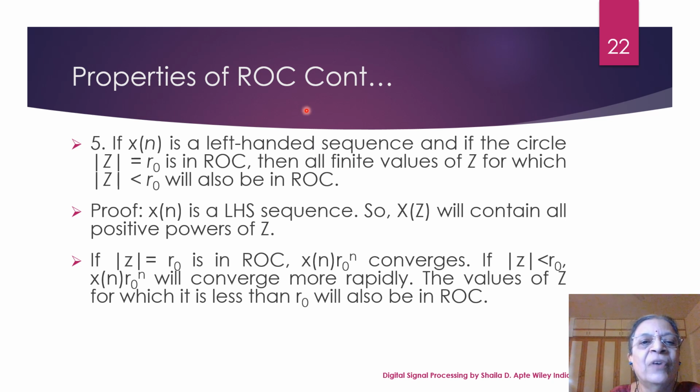Next property of ROC. If Xn is a left-handed sequence and if the circle mod z equal to R0 is in ROC, then all finite values of z for which mod z is less than R0 will also be in ROC. Now in this case Xn is a left-handed sequence, so Xz will contain all positive powers of z. So if mod z equal to R0 is in ROC, Xn R0 raised to n will converge. Now if mod z is less than R0, then it will converge more rapidly.